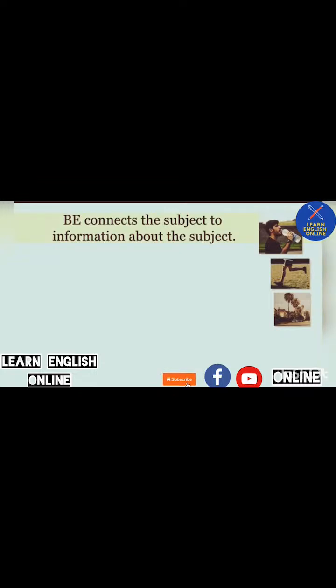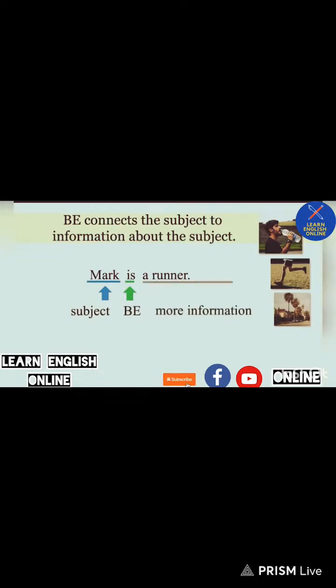Here is Mark again. Mark is a runner. Mark is the subject. Is the be verb. And a runner is more information about Mark. Be is the verb that connects the information to the subject when there really isn't any action. Here, the more information is a noun, runner, but we can change the sentence.